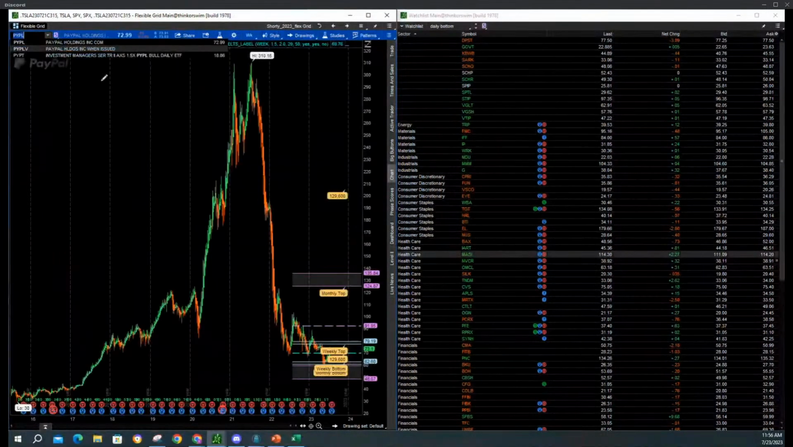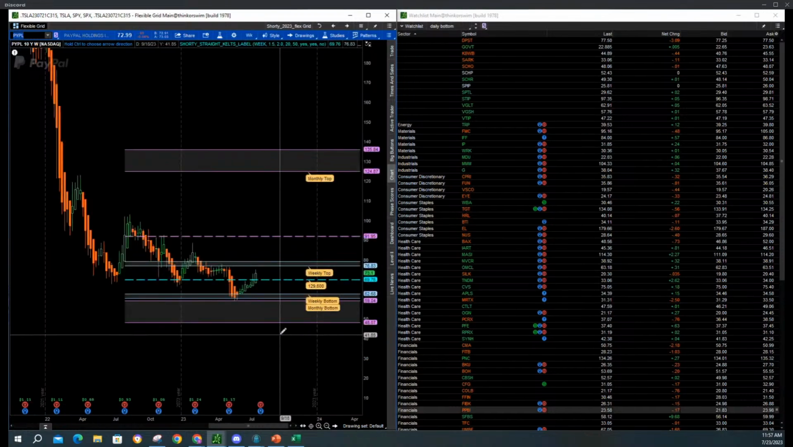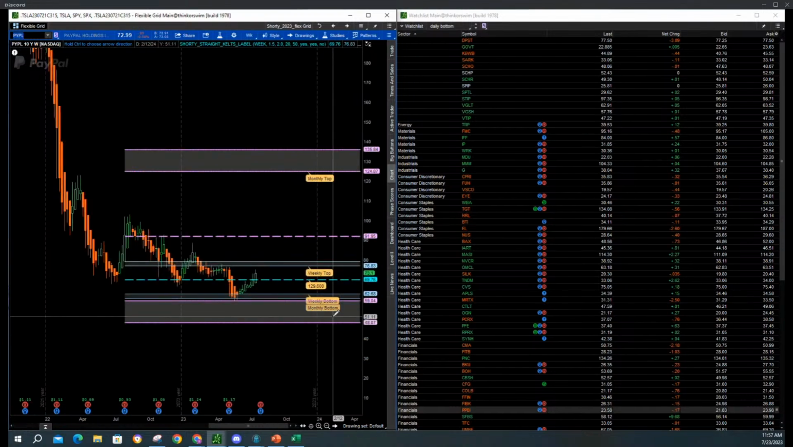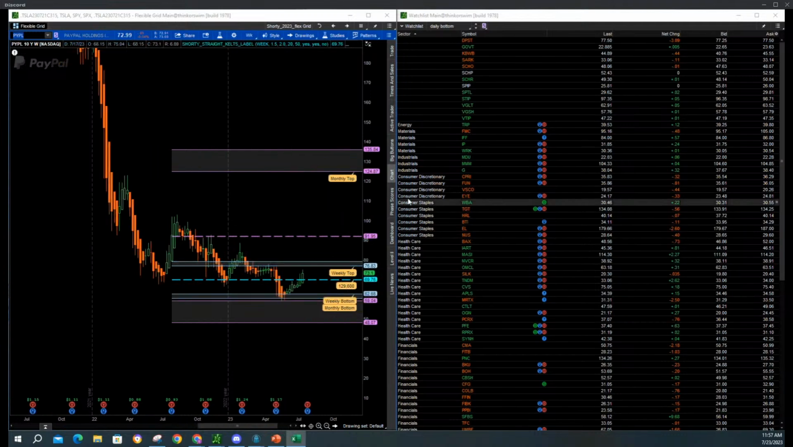PayPal, I know people are probably going to ask for it. PayPal actually has a ton of support here. Monthly bottom, weekly bottom around 59.62. I think it's not a bad add. I personally won't have it in my portfolio, but some people that like it and find the reason to like it, it is not bad. 59.62. Not looking to add that.